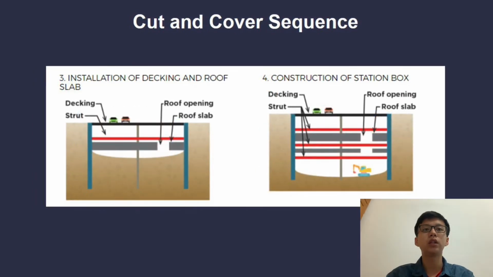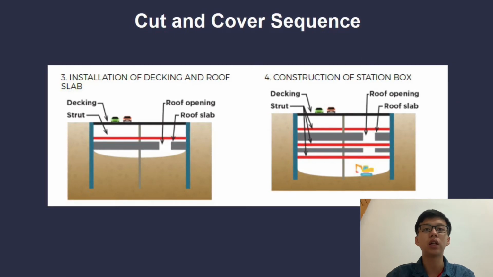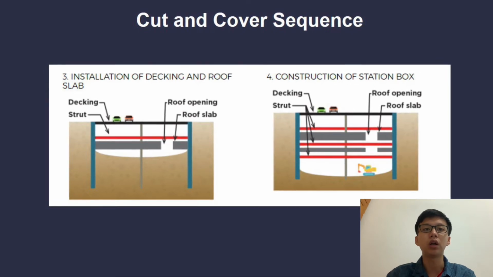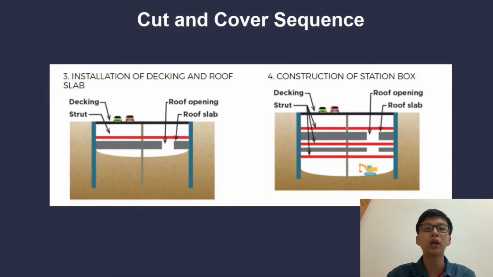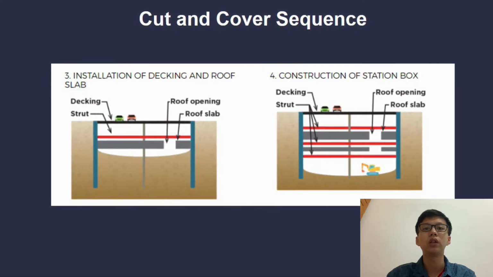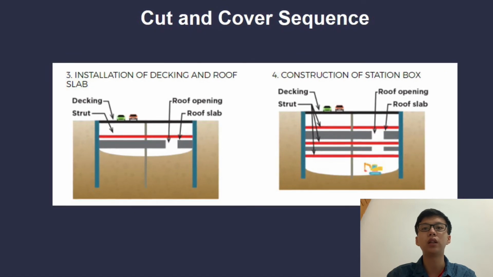Next, installation of decking and roof slab. The roof slab is constructed and decking installed at ground level. The roof slab not only provides a massive support across the excavation, it also acts as a noise barrier. The fourth is construction of station box. The next level of slab is constructed and the process progresses downward until the base slab is complete.